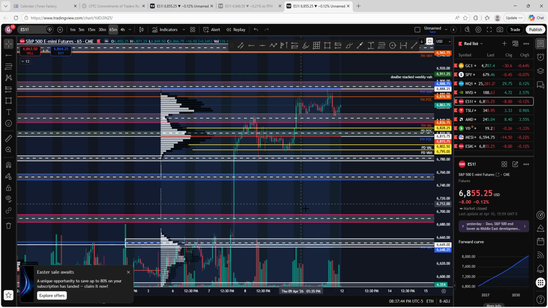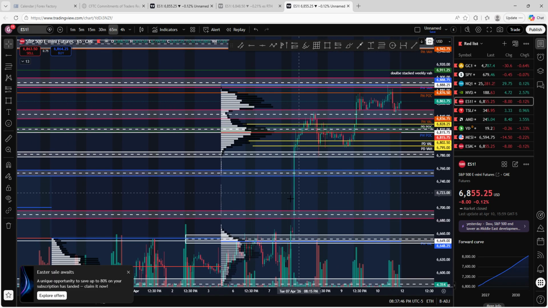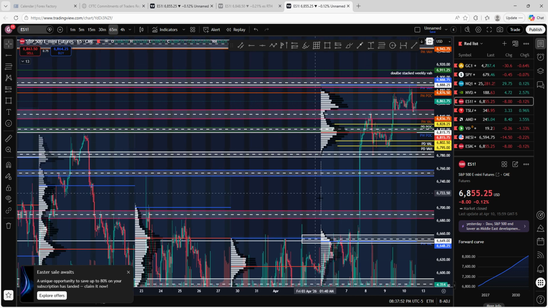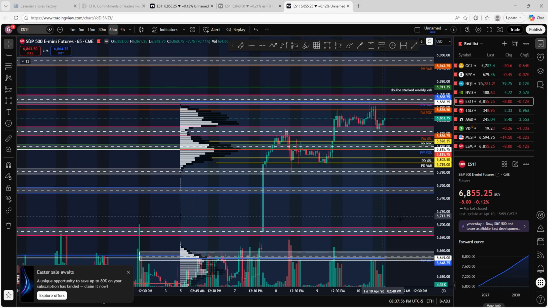Okay, looking at this here. Again, we framed up. We've got a whole bunch of single prints right here. A massive double distribution that is more than likely going to want to be cleaned up at some point, right?